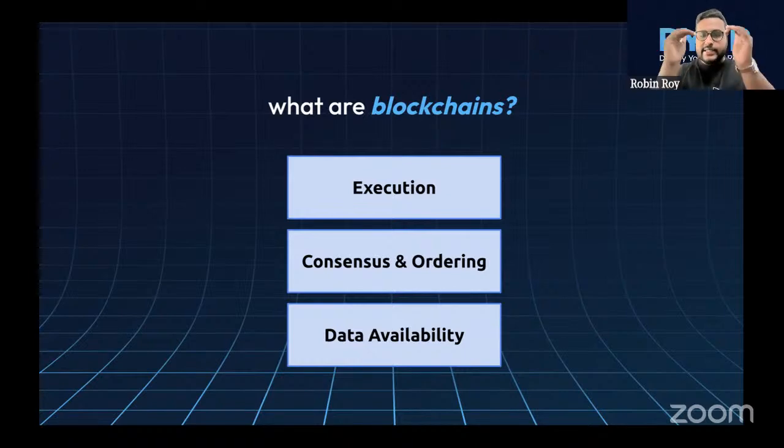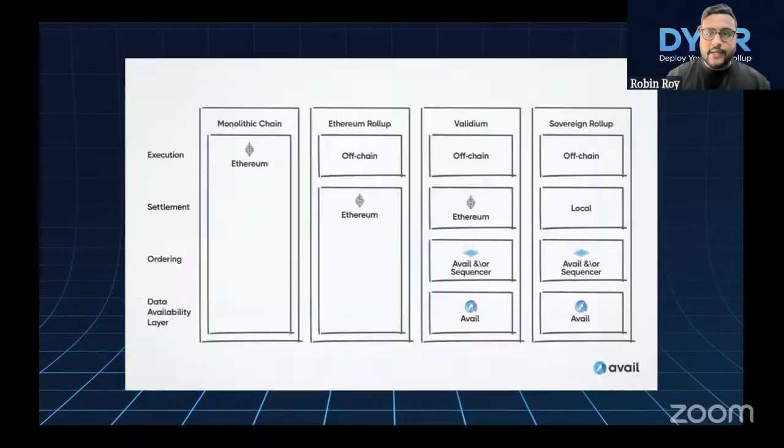It takes care of 3 things: execution, consensus and ordering, and data availability. So this was a basic explanation of what blockchains do. But now we have completely different paradigms. There are many different ways to achieve this, because if you have used Ethereum or any L1, layer 1 chain, it is kind of slow. It has high costs, like the gas costs are pretty high. And execution being slow and the cost being high is not good for anyone.